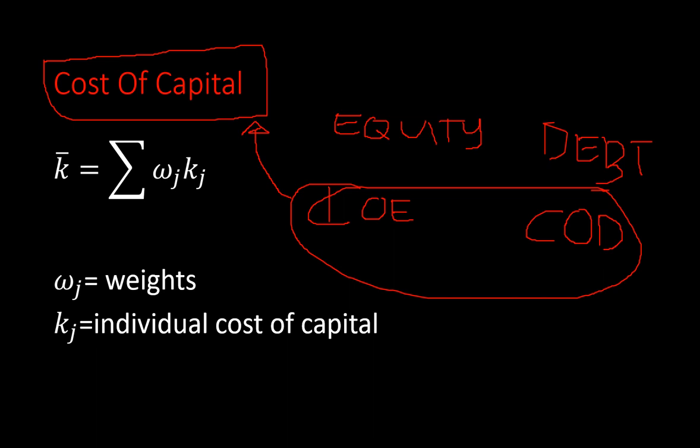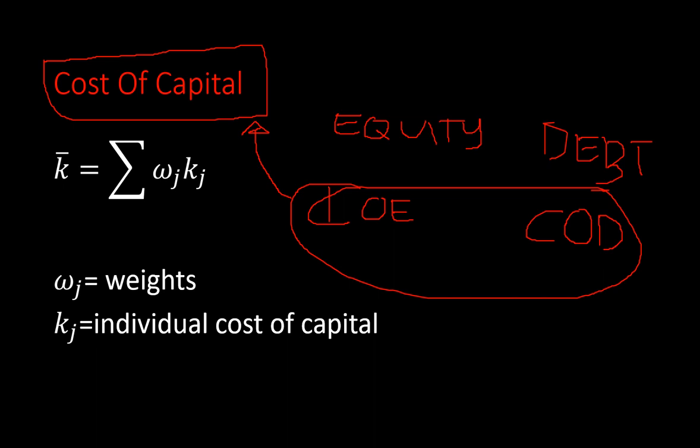Now, in other books, you have your cost of preferred shares, cost of bonds, cost of retained earnings, and cost of common stocks. But for the sake of our discussion, just to simplify, we're going to assume that there are just two sources of capital. You have your cost of equity and you have your cost of debt.